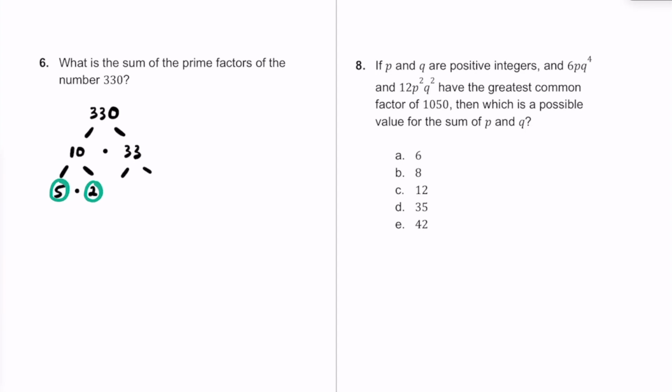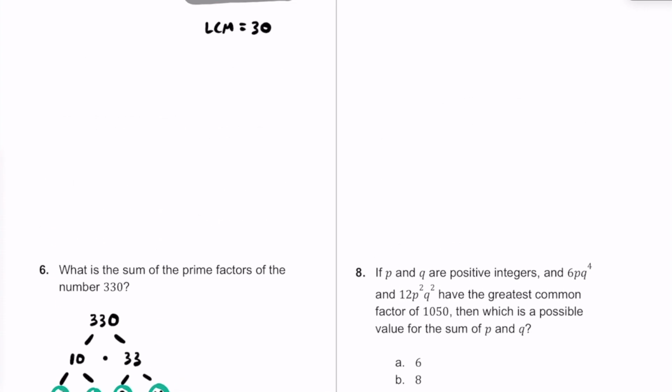And then for 33, I would say this is going to be 3 times 11. This 3 is a prime number, and 11 is also prime. So now that we have all the prime factors, it says find the sum of them. The sum of these prime factors is just going to be taking 5 plus 2 plus 3 plus 11. If you go and say 5 plus 2, that is going to be 7. 7 plus 3 is 10, plus this 11 is going to be 21. And so the sum of all the prime factors of 330 is going to be 21.